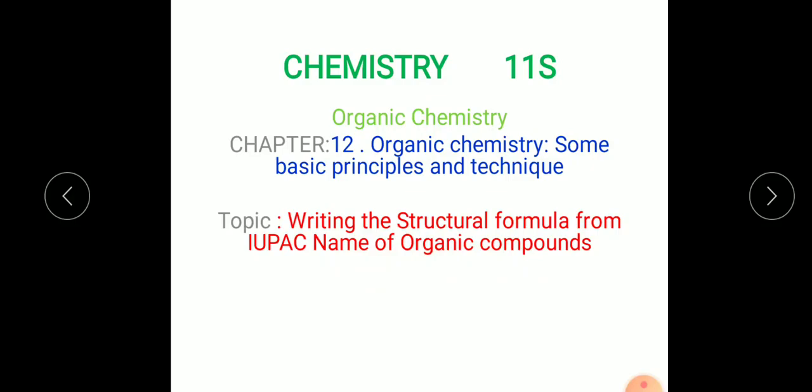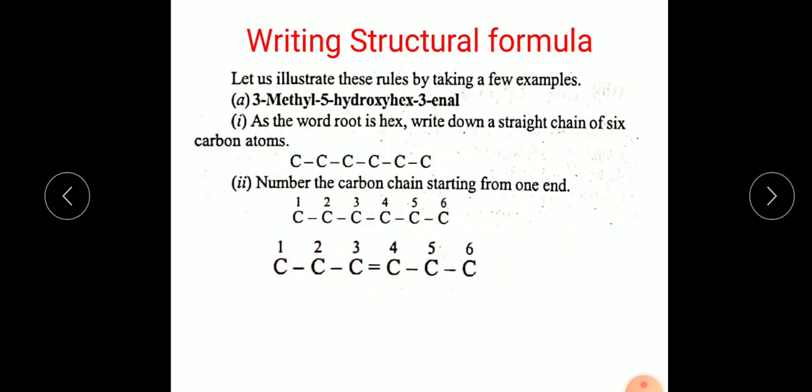So to understand this, we'll take an example. Say, for example, how to write down the structure of 3-methyl 5-hydroxy hex-3-en-al. Okay, now we'll go step by step, so please try to understand how we are writing the structure of this IUPAC name. First, you have to identify how many carbon atoms should be there in the parent or straight chain.